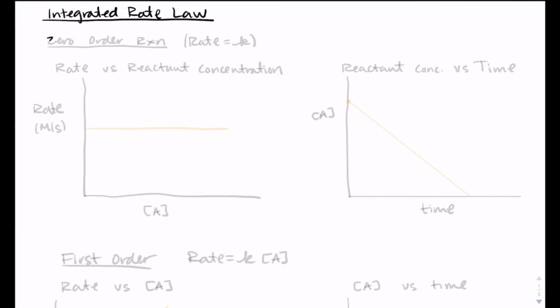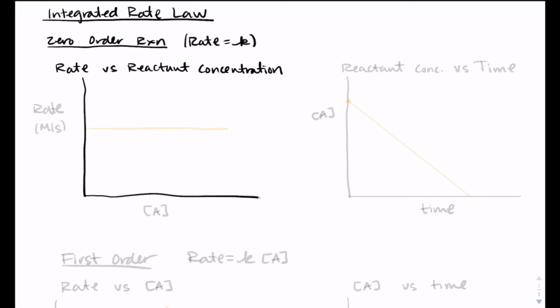Now, I also have some graphs here. The goal of the graphs is to help you understand what the different orders mean in terms of how rate depends on concentration and how concentration changes over time. I will generally not ask you to recreate these. So just an early warning, this is here to help with understanding.